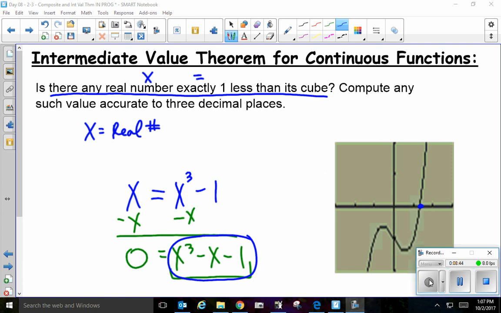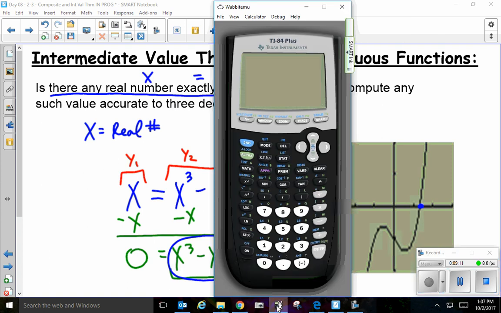Now, I said there were 2 ways to graph this. Instead of bringing my x over, I could have put this in y1 and put this in y2. If I graph 2 functions, the answer is not the x-intercept anymore. It's where they would intersect. So you can do this one of 2 ways in the graph. Since the notes give me this cubic function set equal to 0, that's what I will do with you guys here. All right, turn this on.